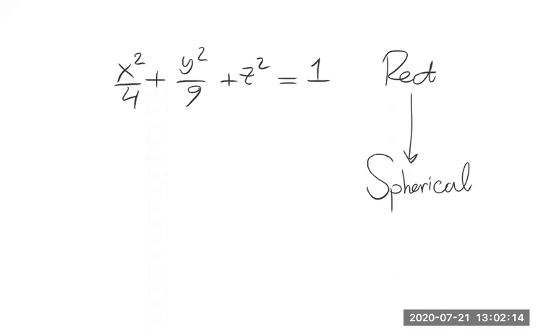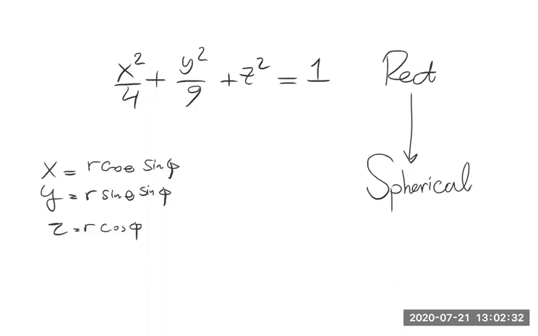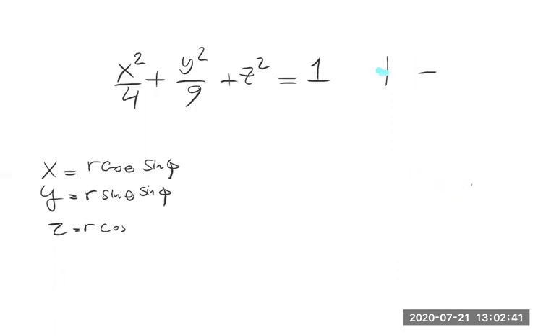Okay, let me write it down because I want to get to one more subject too. So x is r cosine of theta sine of phi, y is r sine of theta sine of phi, and z is r cosine phi. So x squared would be r. So I would just plug in these equations into our main equation.